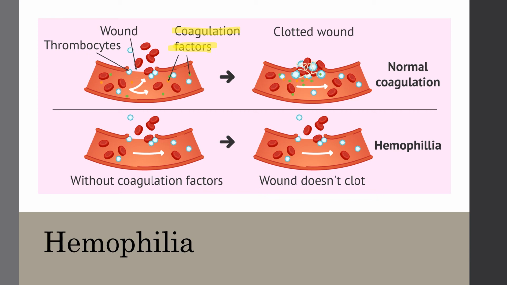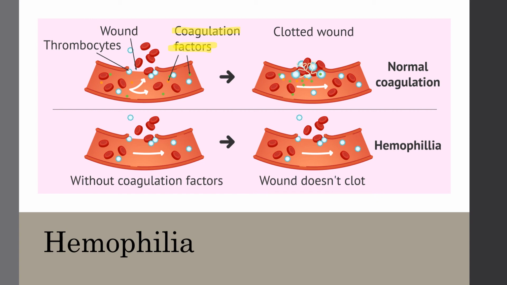So if the clotting factor level is only slightly reduced, a person may only bleed a lot after surgery or after trauma. But if there's a large deficiency in clotting factors, a person may experience spontaneous bleeding or spontaneous bruising, which is bleeding below the skin.